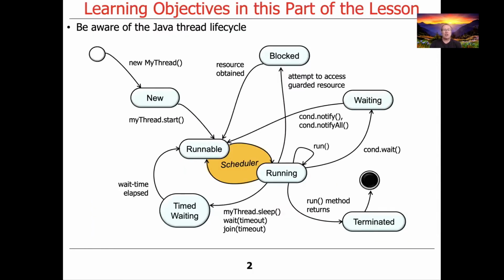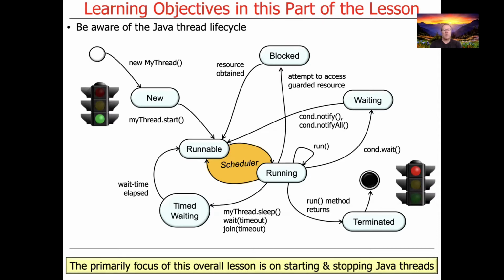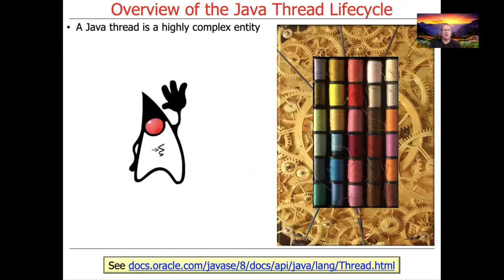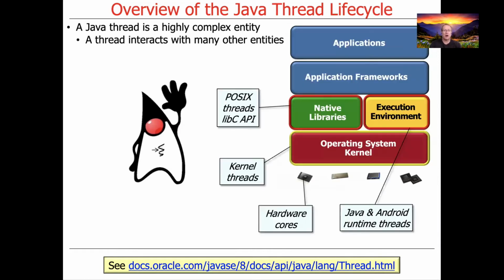So we're going to start out by talking about the concept of the life cycle of a Java thread. And the primary focus in this overall lesson on managing Java thread lifecycle states will be on starting and stopping Java threads. Those are the most important things you have to be aware of. So whether you realize it or not, and you might not if you are just an application programmer of Java, a Java thread internally is a very complicated entity, has a lot of different moving parts.